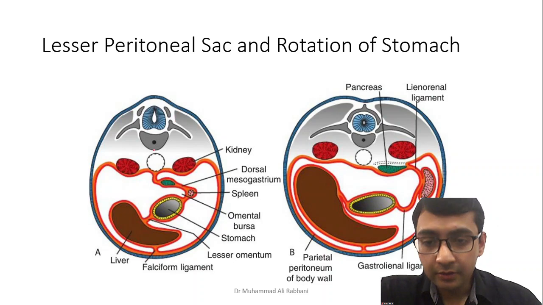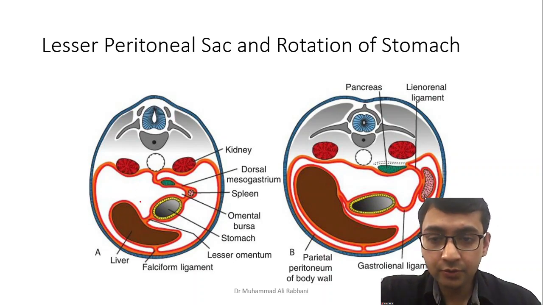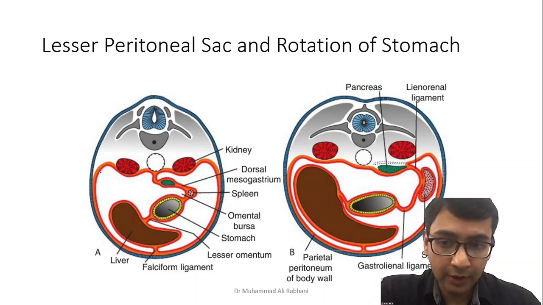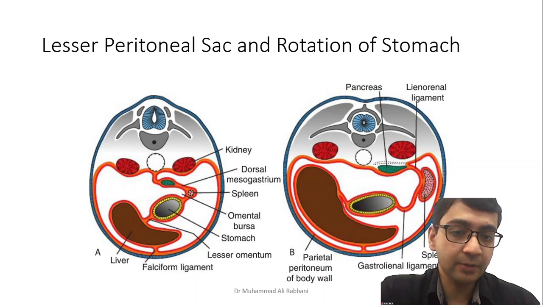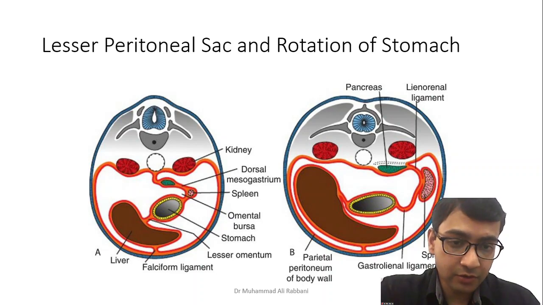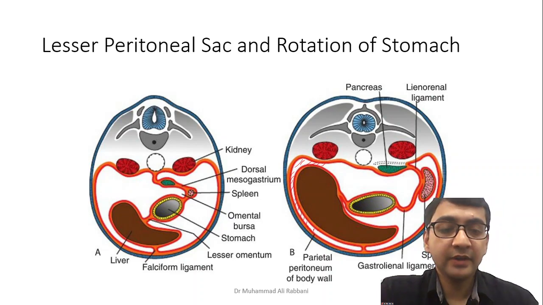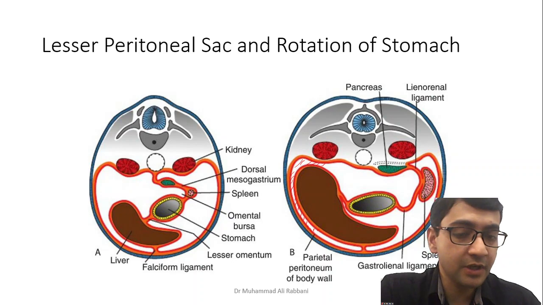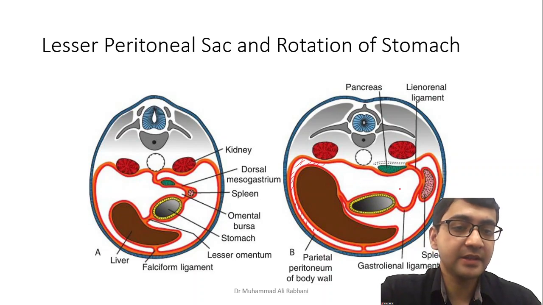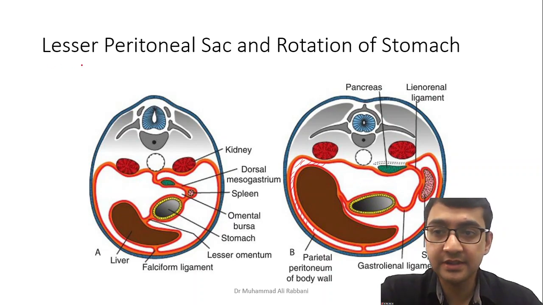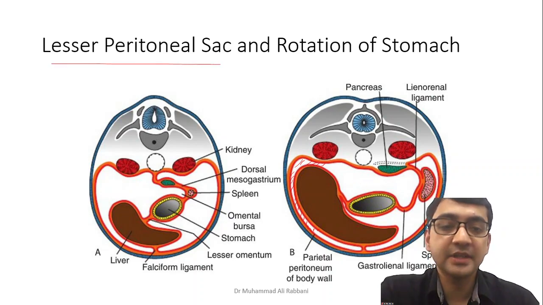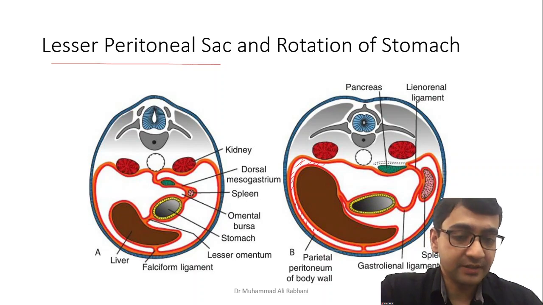As liver grows and continues to grow, liver goes and covers all of this lateral aspect and even the posterior aspect. And when liver grows all the way, liver fuses with the posterior layer and the lateral layer. So when liver has fused with the posterior and lateral layers, this cavity is isolated. This cavity is now known as lesser peritoneal sac, and its other name is omental bursa.